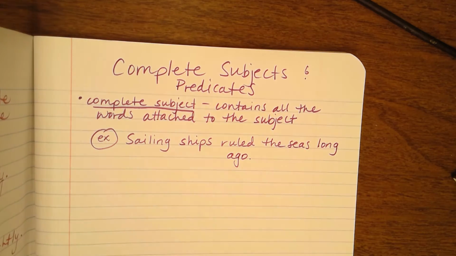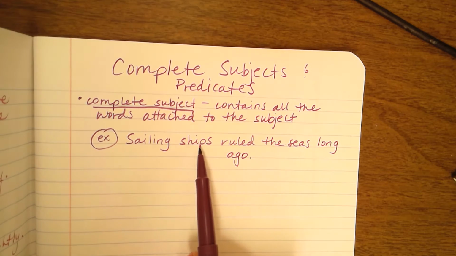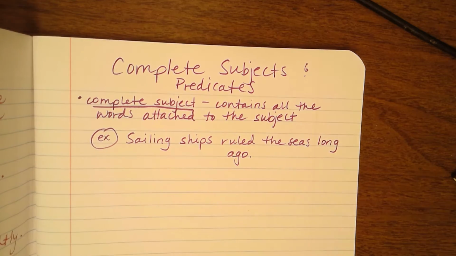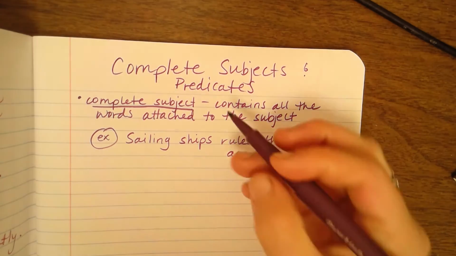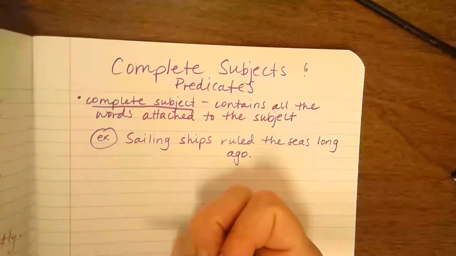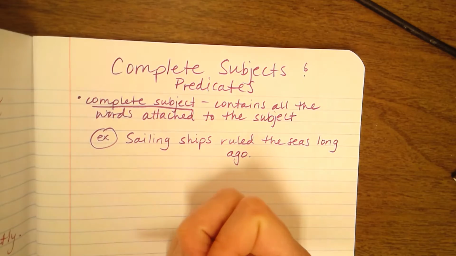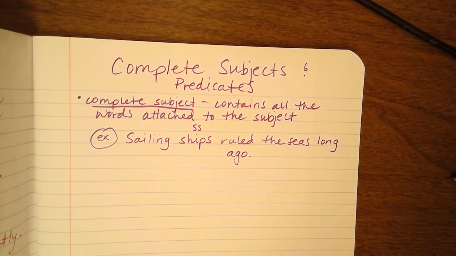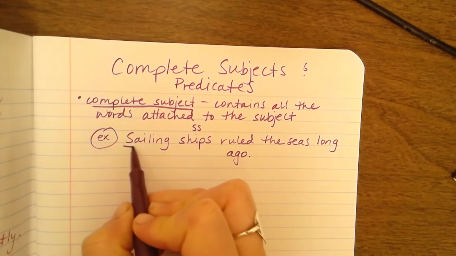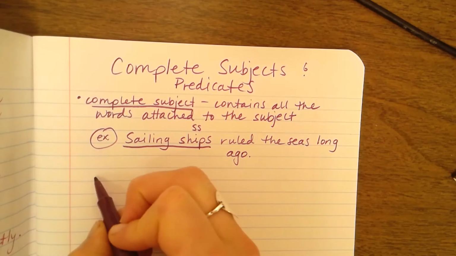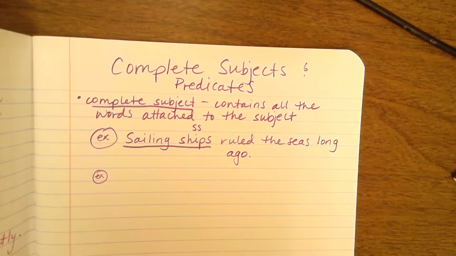Okay, so in this sentence here, we have our simple subject of ships. Ships are who or what the sentence is about, and that's just our simple subject. Our complete subject is then talking about all of the words before the subject or after the subject that are still kind of attached to that subject. Okay, so let's label ships as simple subject here. In this example, sailing and ships would be used to describe the complete subject.